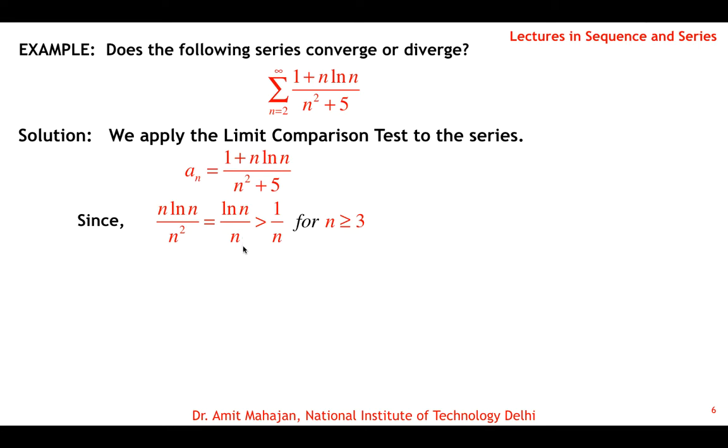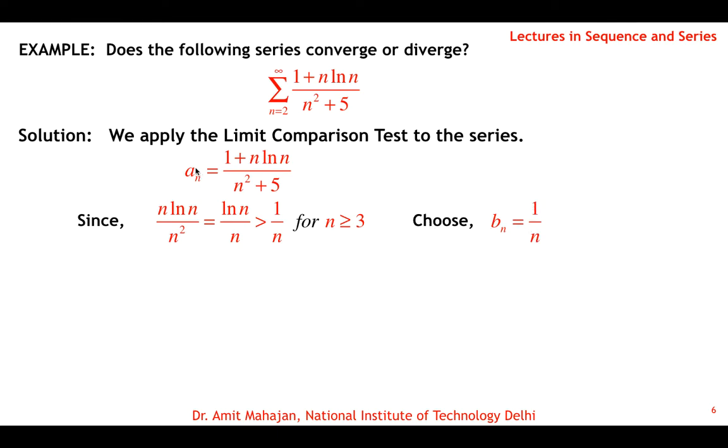In this case we are also saying that log n by n is greater than 1 by n for n greater than or equal to 3, because we know that log n is greater than 1 for n greater than or equal to 3. So we are going to choose bn as 1 by n, because we know this is a divergent harmonic series, so this one will also diverge. If we compare these two, we'll come to know whether it is converging or diverging. So choose bn to be 1 by n.